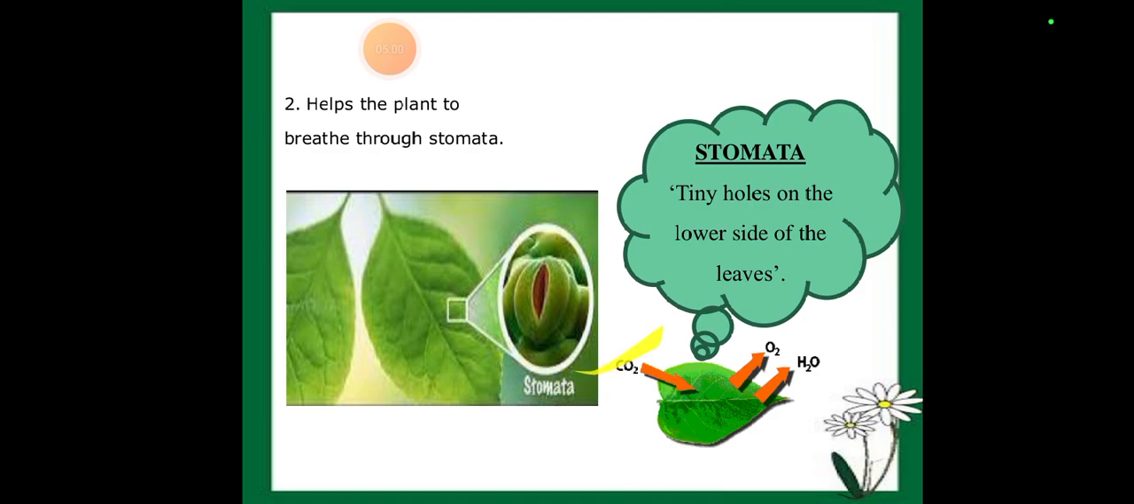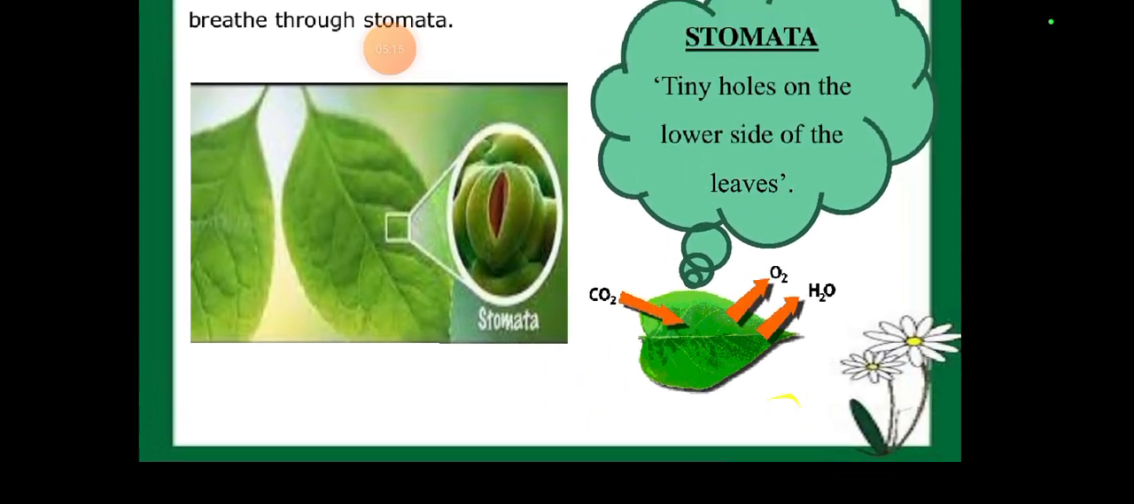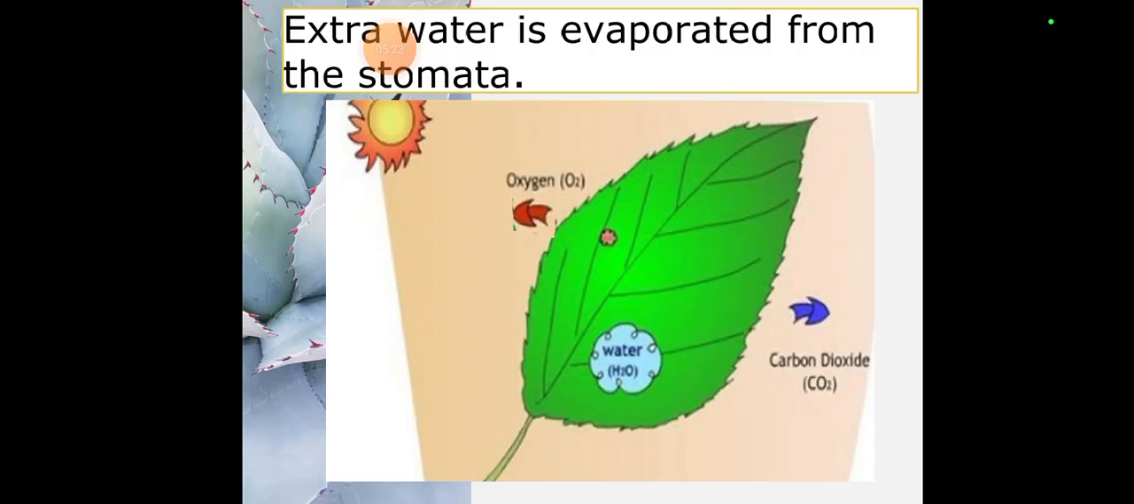Leaves also help the plants to breathe through stomata. Stomata are tiny holes present on the lower side of the leaves. If you see this, you would have seen this type of stomata, with carbon dioxide, oxygen and water joining and making the stomata. They are tiny little holes on the lower side of the leaves, they are called stomata, and they help the plants to breathe. Extra water is evaporated from the stomata. So any extra water that is not needed is removed or evaporated from the stomata.